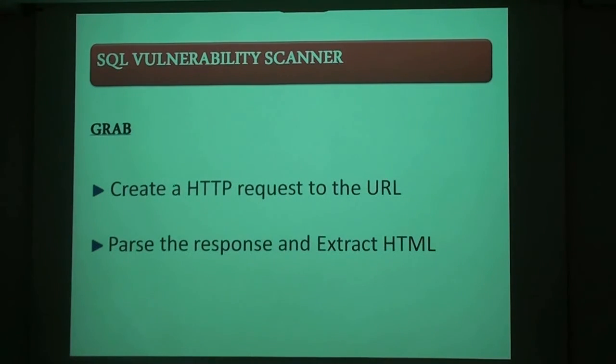In the grab phase, we create an HTTP request to the URL which we want to test, and the server posts it to the URL. Then the server responds with the HTML of the page in the URL, and the HTML is then parsed and extracted.